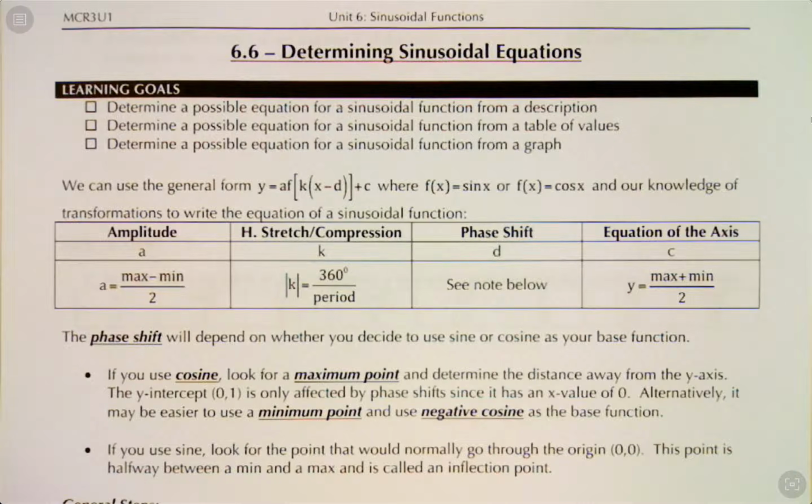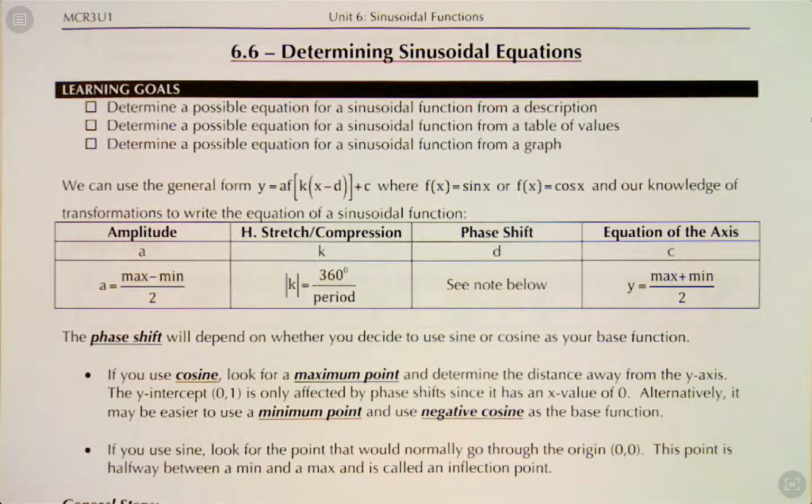Okay, this is lesson 6.6, determining sinusoidal equations. We can use the general form that we've been using for all of our functions, where f is sin x or cos x, to determine the equation of a sinusoidal function. Now, a, k, c, and d, as we've seen in previous units, have always corresponded to stretch, compression, in the case of a and k, and d and c are shifts, whether they're left, right, or up, down.